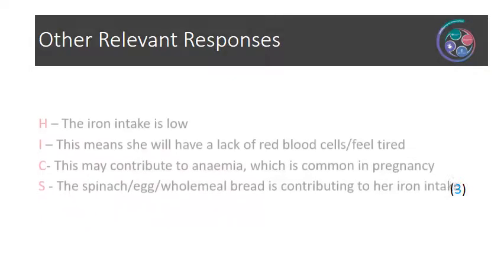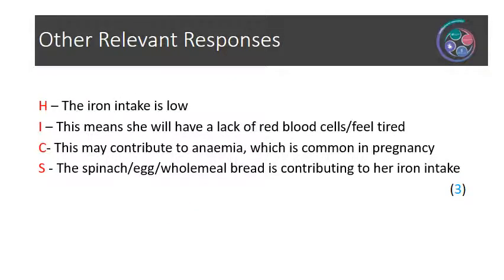Other relevant responses may be: the iron intake is low. This means she will have a lack of red blood cells or feel tired. This may contribute to anemia, which is common in pregnancy. The spinach or egg or wholemeal bread is contributing to her iron intake. Again, this would access you 3 marks.